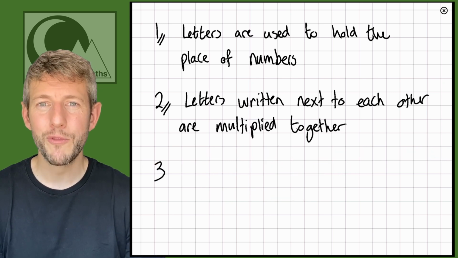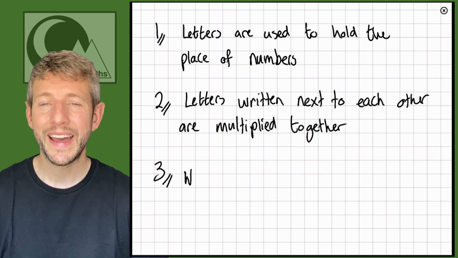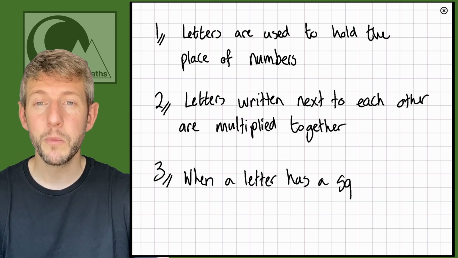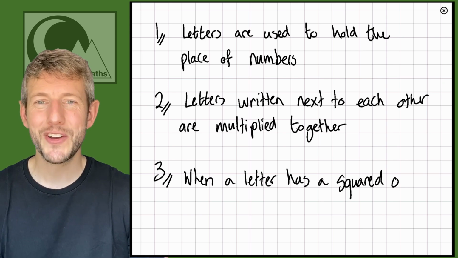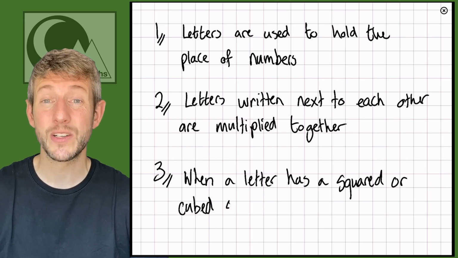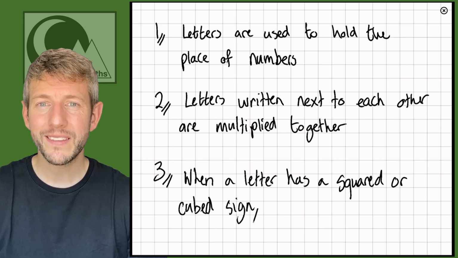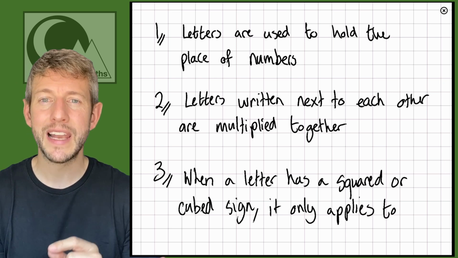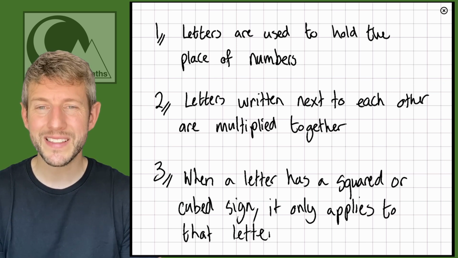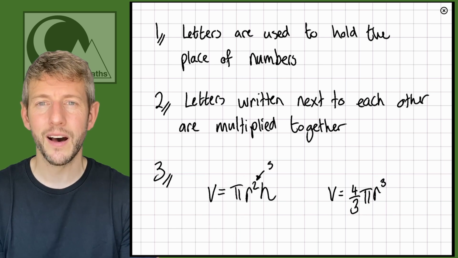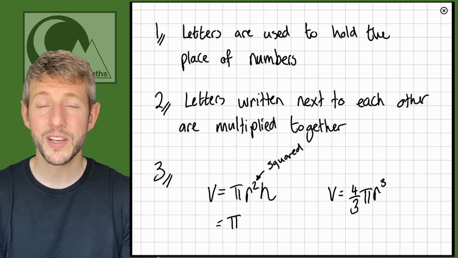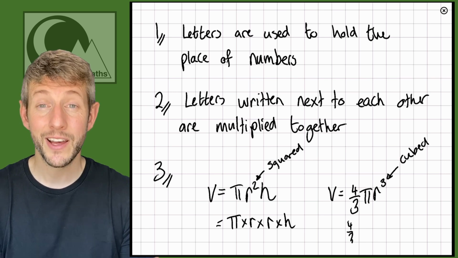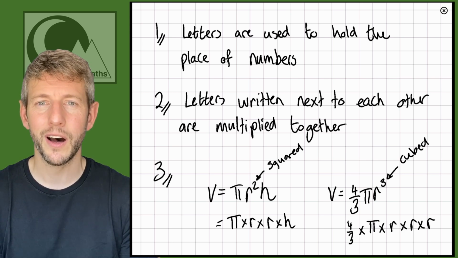The third thing that we really need to remember in this topic is about squared and cubed. Often the formulas for volume will involve these symbols, usually with a radius, so r squared or r cubed. What we need to know is that this only applies to the letter that it's on. When it's r squared, that means this r is actually an r times r. If it was r cubed, that would mean that r is actually an r times r times r.